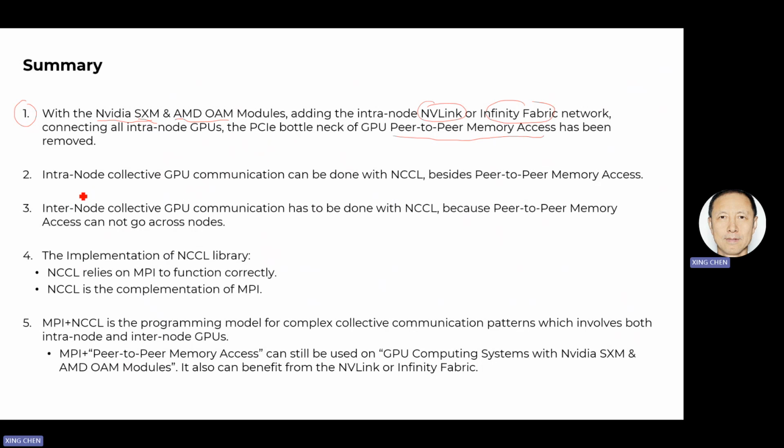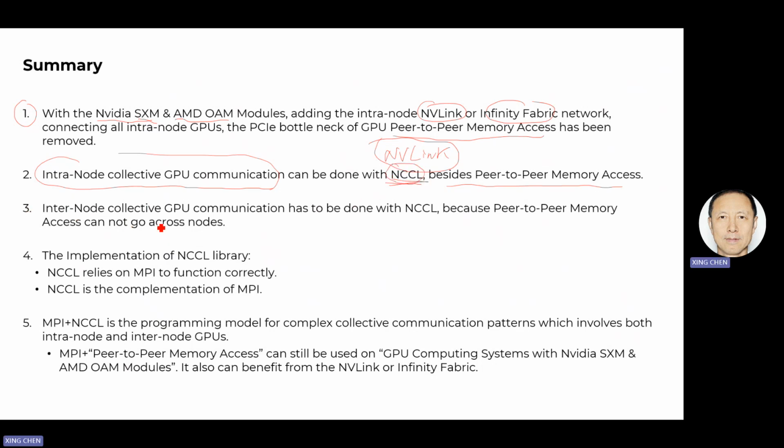And then the second point, by going through a short piece of code, we discussed the intra-node collective GPU communication, using the NICO library and the NVLink network. This NVLink network can be used to pass this peer-to-peer memory access traffic, and NVLink can also be used by this NICO communication scheme.